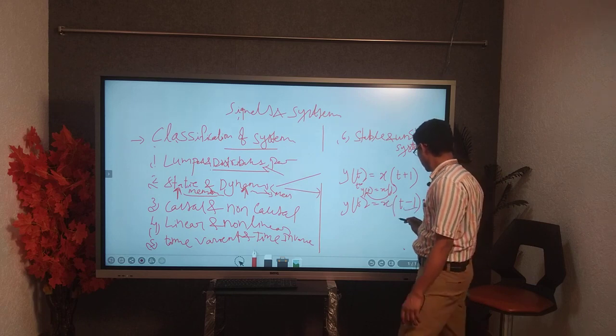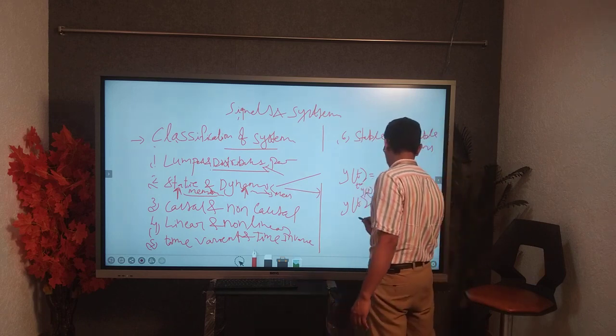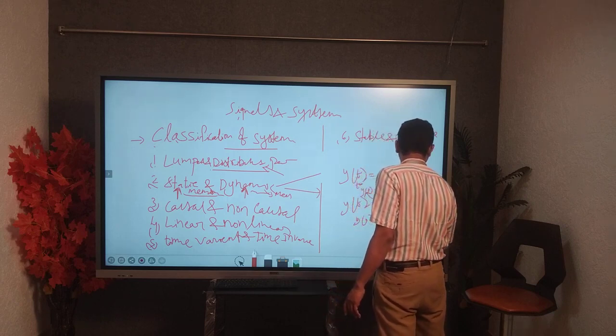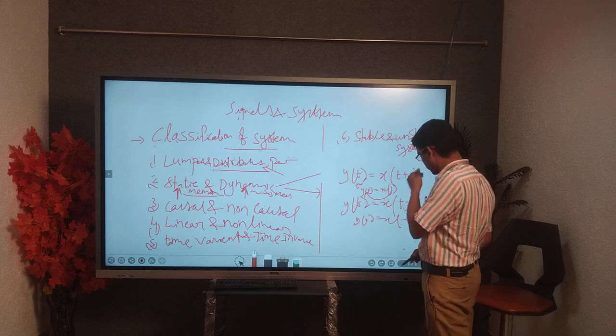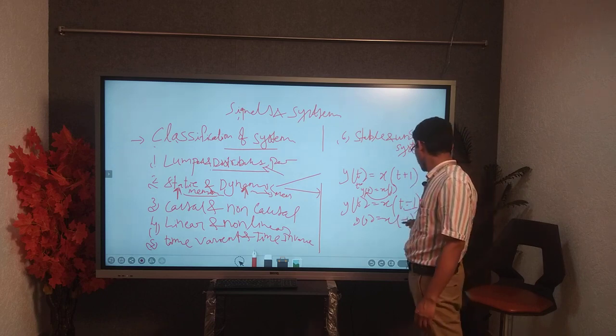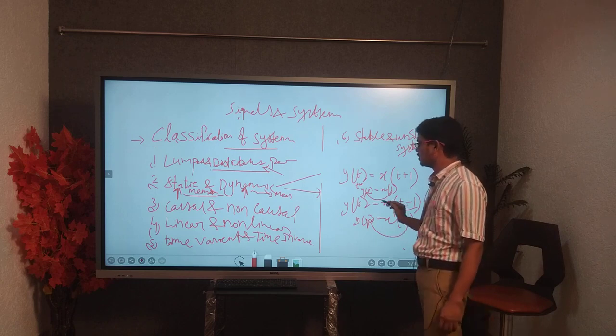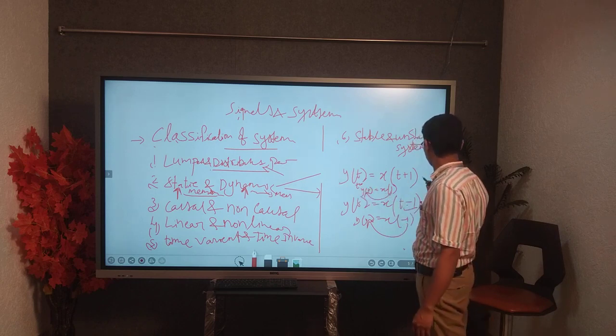This is also a dynamic system: t equal to 1 means y of 0 is x of minus 1. That means previous values, that means past values. So that's why this is also a dynamic system. These are the static and dynamic system examples.